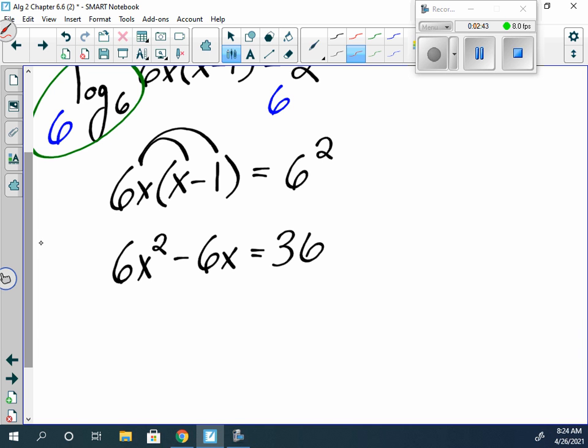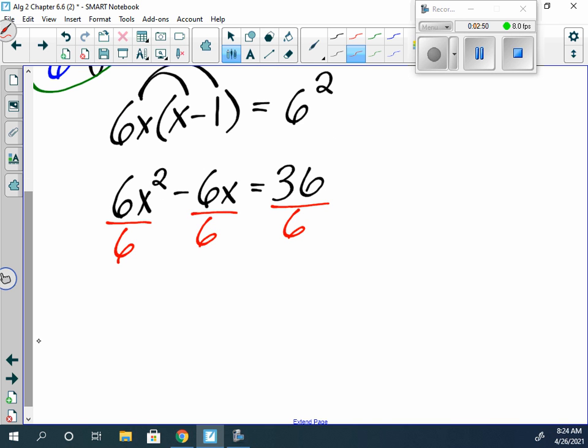So at this point here, we can divide everything by 6, because it does work out that there is a greatest common factor of 6 between all three terms. And since it's not a variable, we can go on and divide it out, which will leave us with x squared minus x is equal to 6.